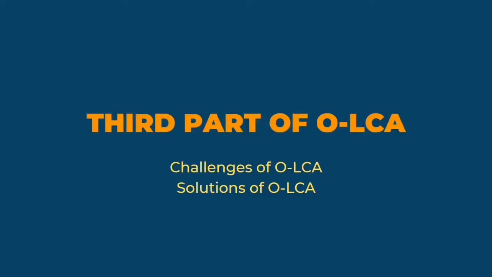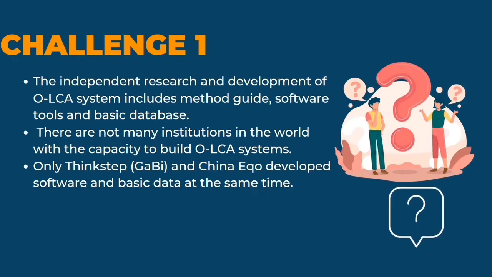Third part of O-LCA Challenges and Solutions. Challenge 1. The independent research and development of an O-LCA system includes method guide, software tools, and basic database. There are not many institutions in the world with the capacity to build O-LCA systems. Only ThinkStep and China Eco developed software and basic data at the same time.